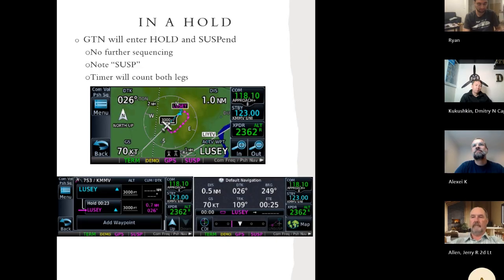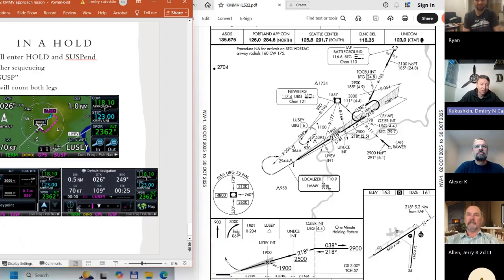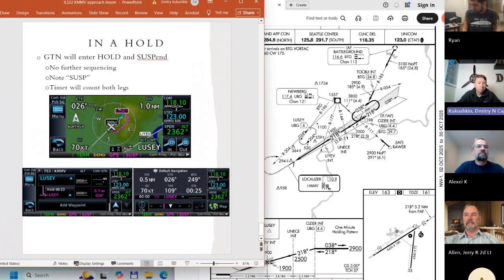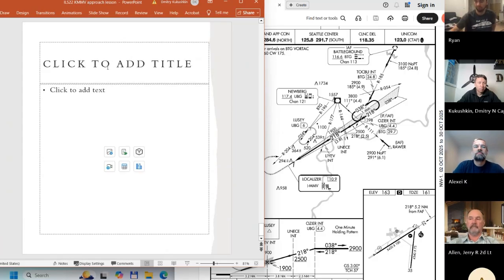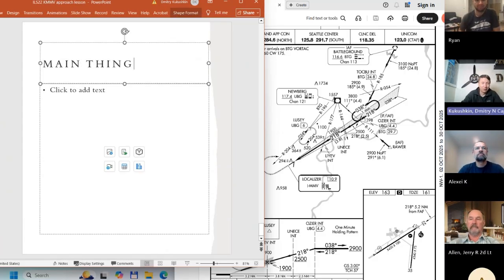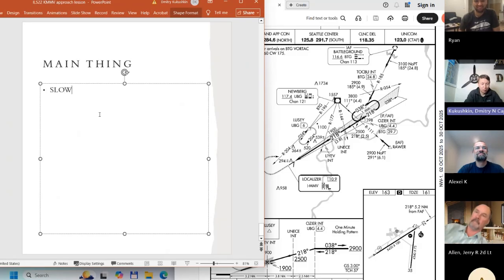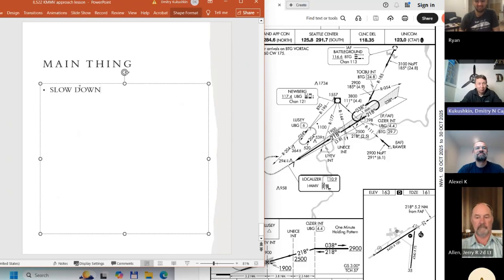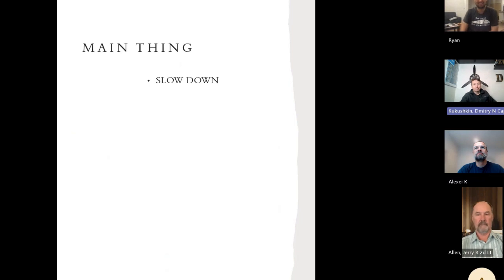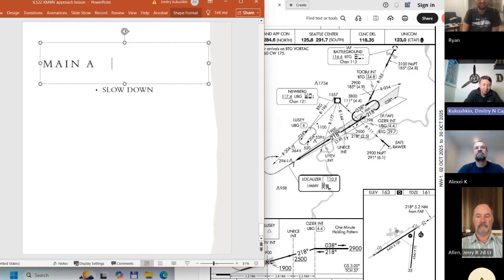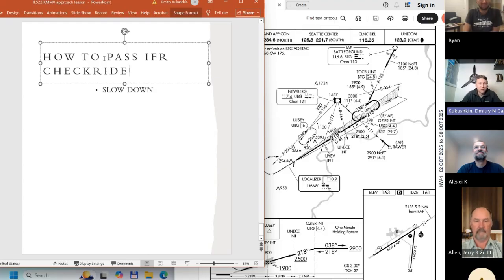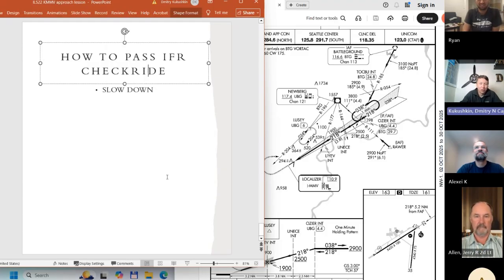Okay. So, yeah, as I promised, let me actually add this. Main thing, right? Slow down, literally. So, main advice. No, how to pass the IFR check ride. There, that's much better. I need to trademark this.